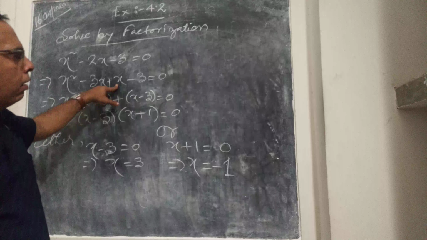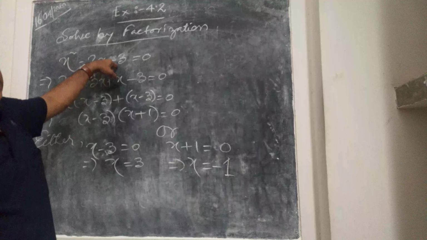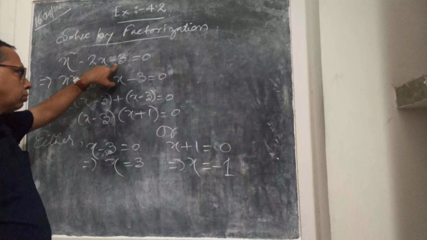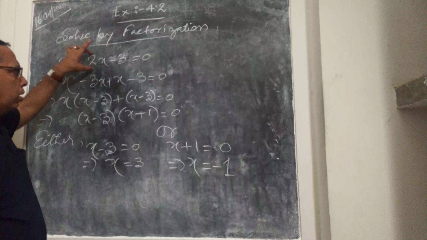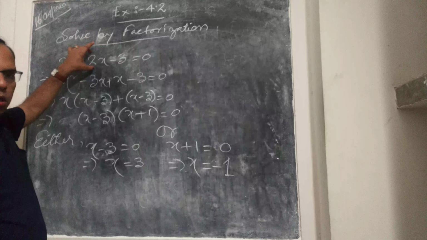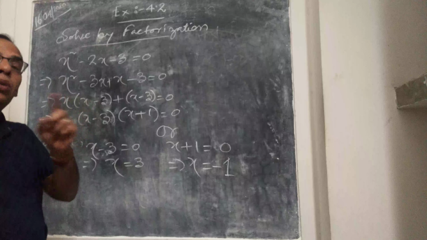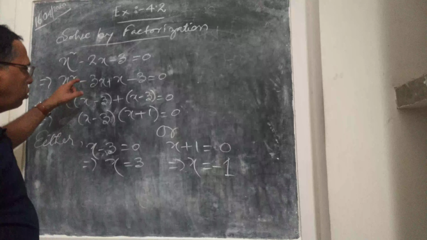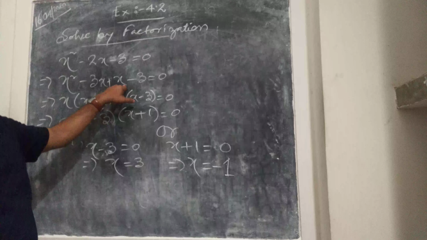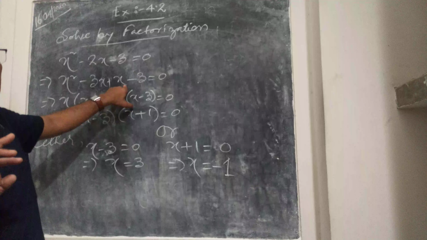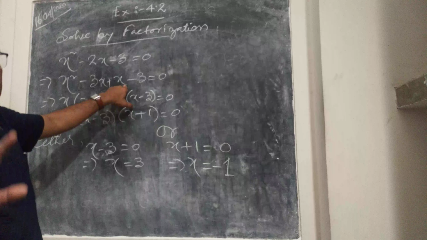Is it clear? If the last part, that is the third term, is negative, then when you break this middle part, you will get two parts, and the two parts will be in opposite signs. That means one will be negative and one will be positive. Now this is the first thing: how to decide whether both will be plus or both will be minus. This is the first point.